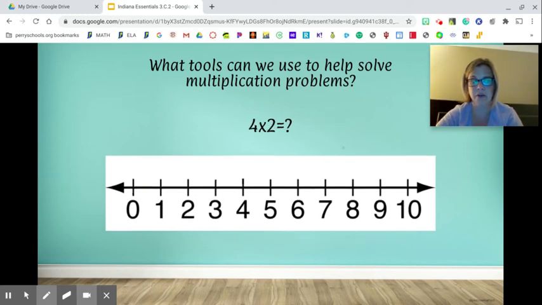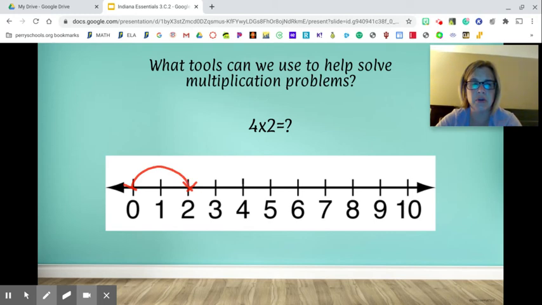Let's look at another one. This time I'm doing 4 times 2. I can look at this one as 4 jumps of 2. So I'm going to count 2 and then make a jump 4 times. So if I start at 0, I'm going to count 1, 2.